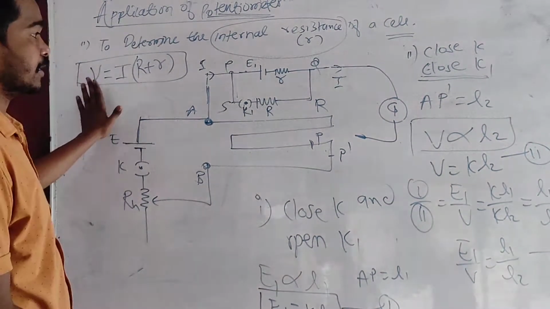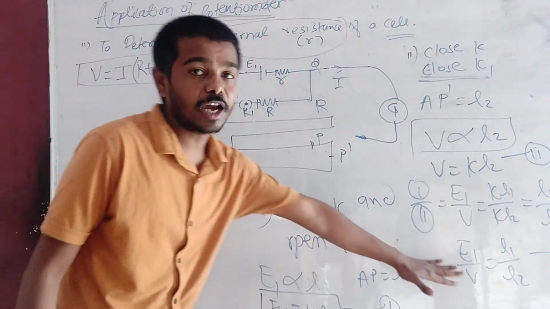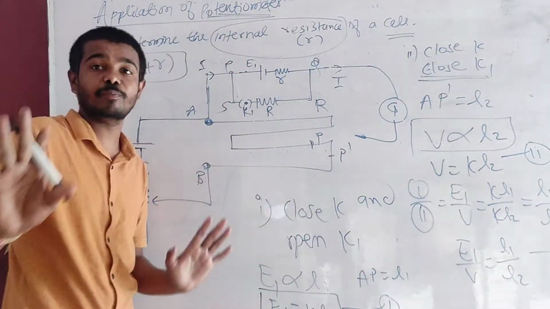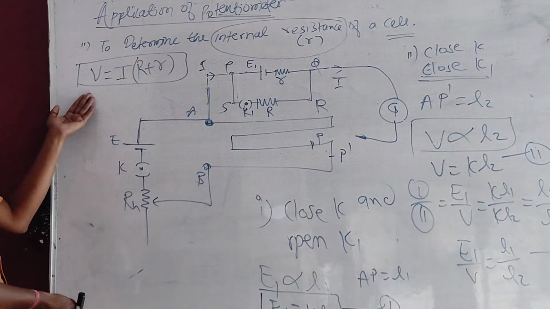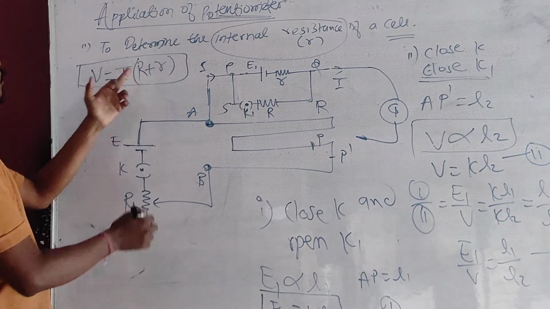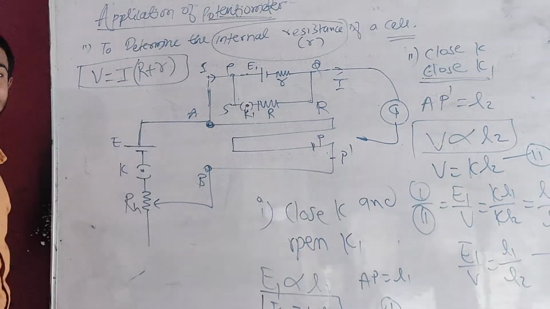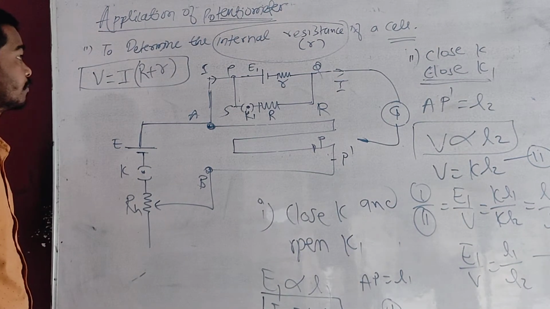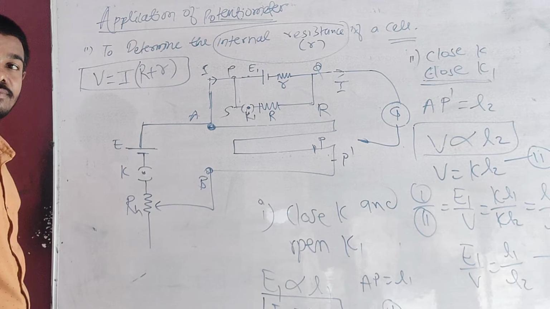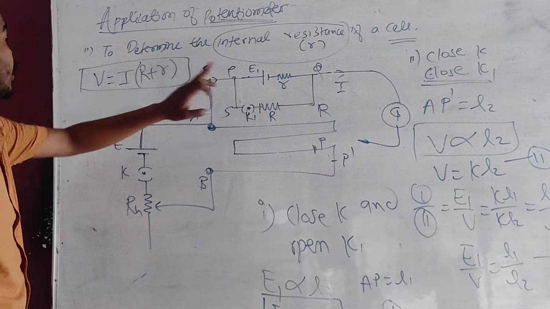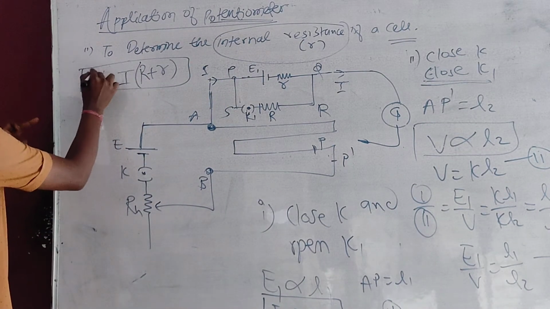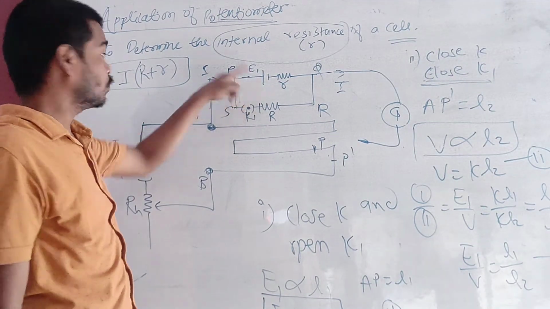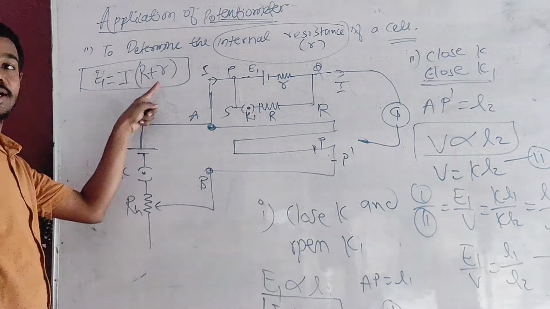Did you understand? This is the second part. We discussed the first and second point by using the principle of potentiometer, which gives equation 3. Now you have to discuss like this. V is equal to I into (R plus r) for the closed loop PQRS. But that potential difference is not V, it is E1. Here is the potential difference.